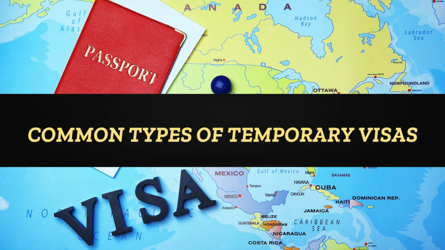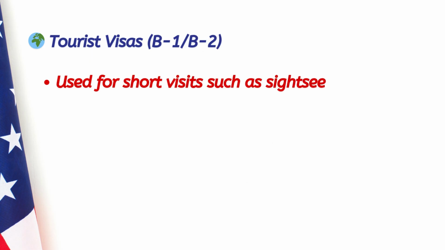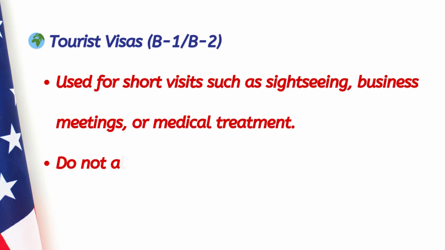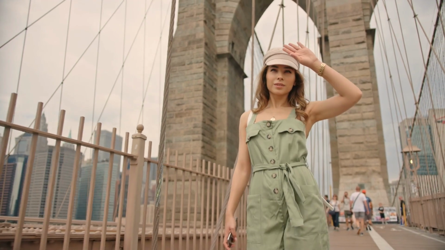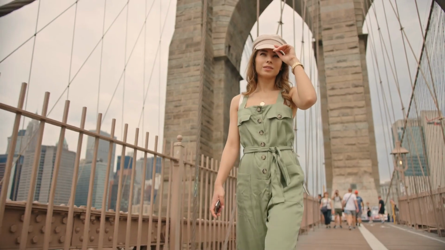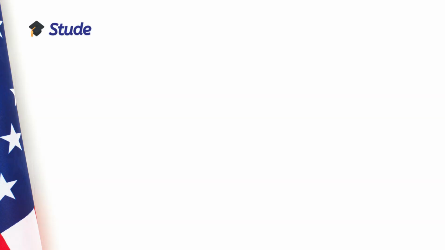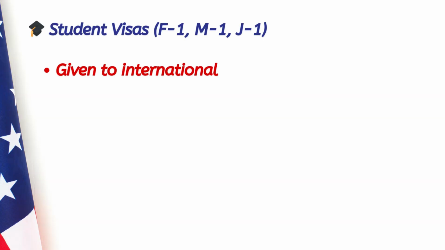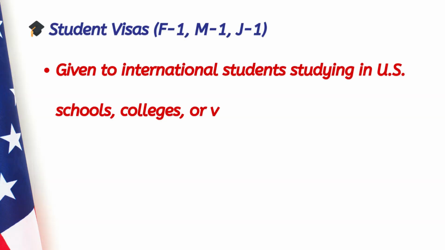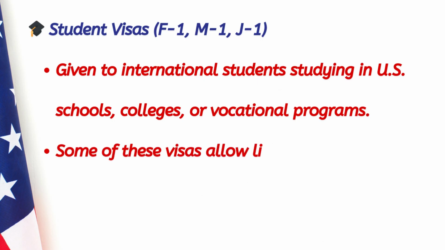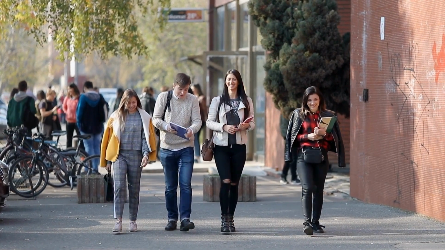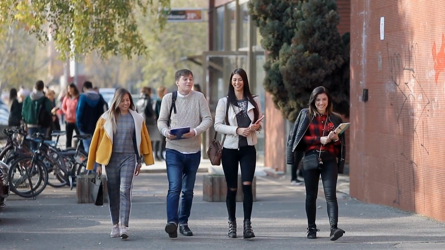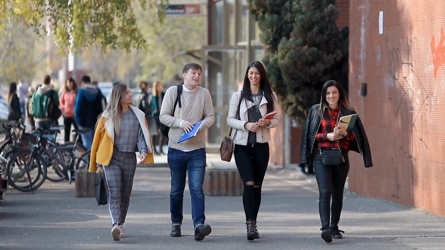Common types of temporary visas are: number one, tourist visas, that is B1, B2 visas, which are for short visits, sightseeing, business meetings, or medical treatment. These visas do not permit work or long-term stays. The second category are student visas, which are issued to international students who are enrolled in United States schools, colleges, or vocational programs. Some of these programs allow limited work under very specific conditions.